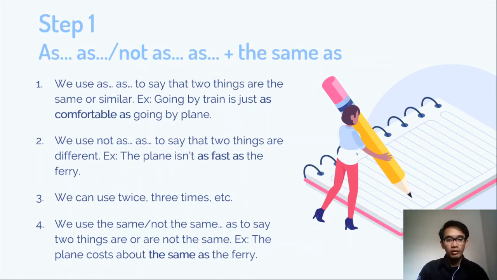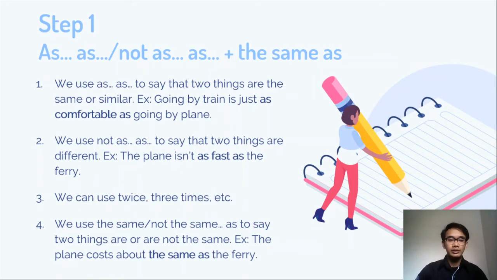And the second, we use not as blah blah blah as to say that two things are different. Example, the plane is not as fast as the ferry. This sentence sounds like the plane is slower than the ferry. But actually we know that the plane is faster than the ferry.